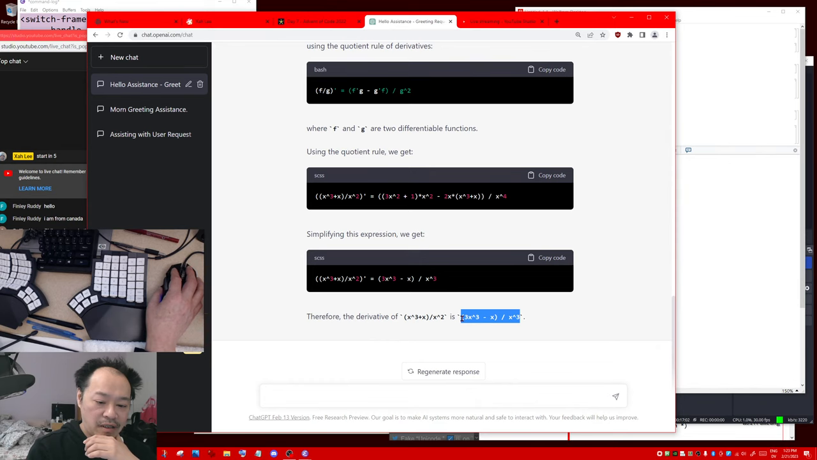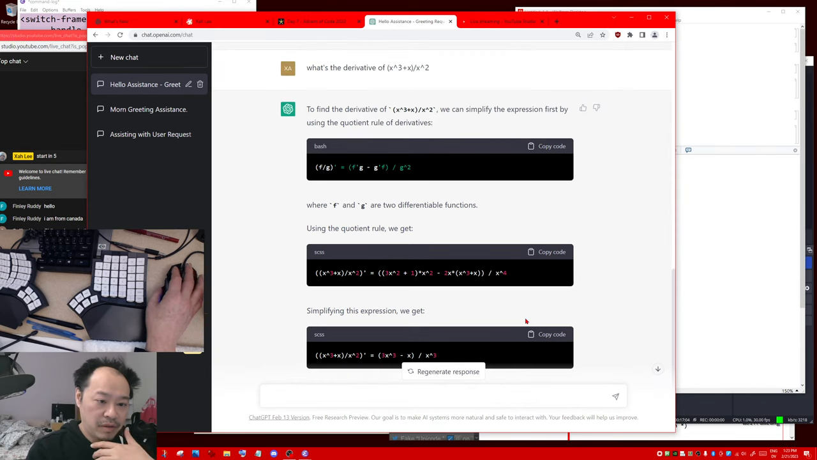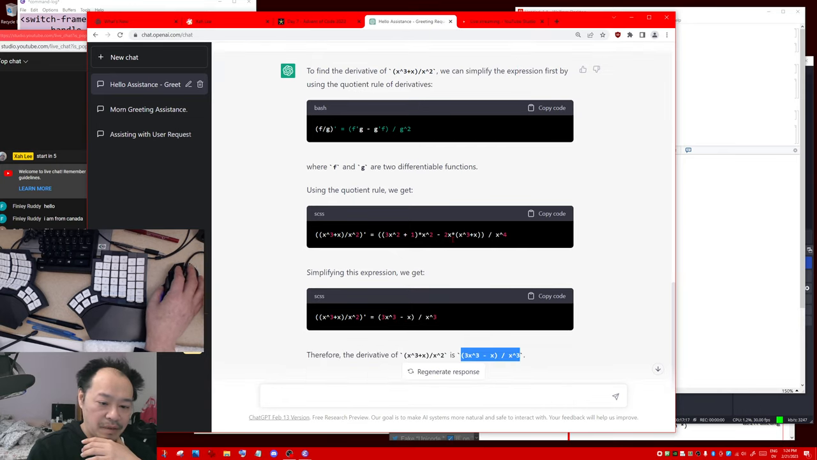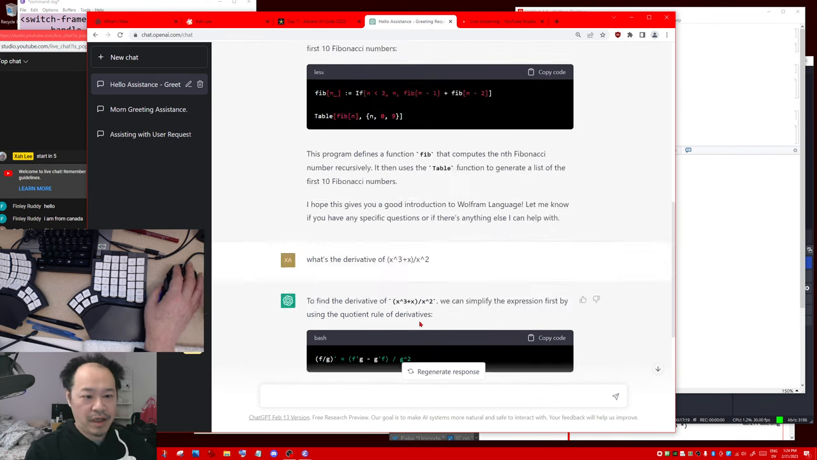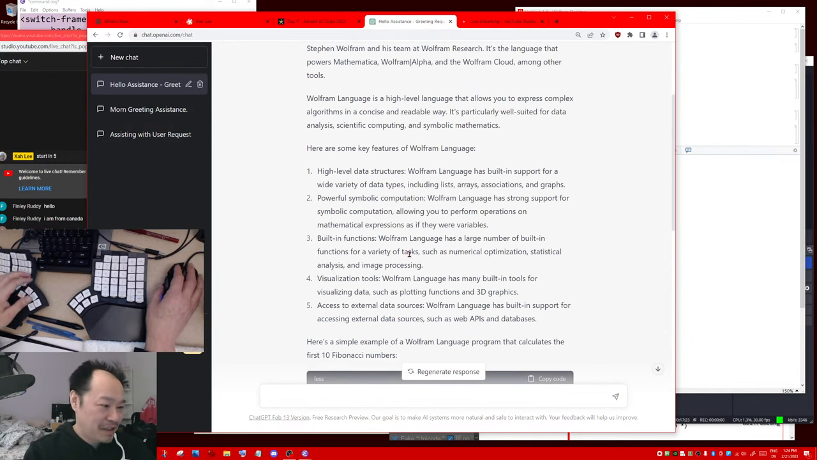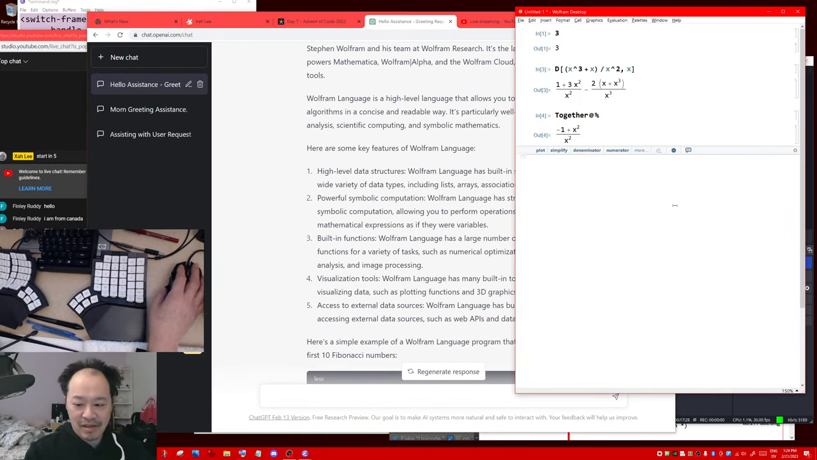So you can look at ChatGPT, that's the incorrect result, but it gives you an elaborate explanation. To find the derivative of this, we can simplify the expression first by using the quotient rule of derivatives, and so on, and it's incorrect. So there is ChatGPT. Useful, but it's not incorrect all the time.